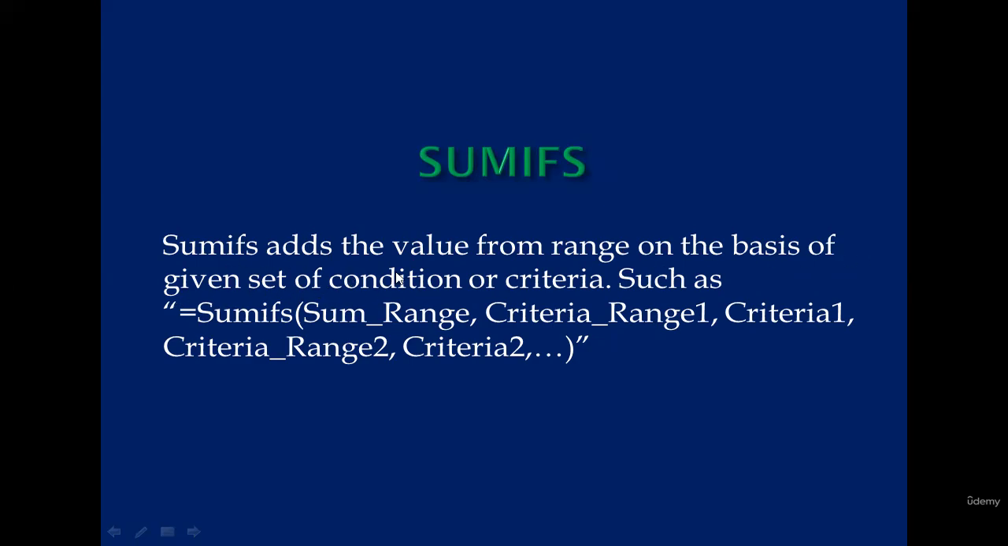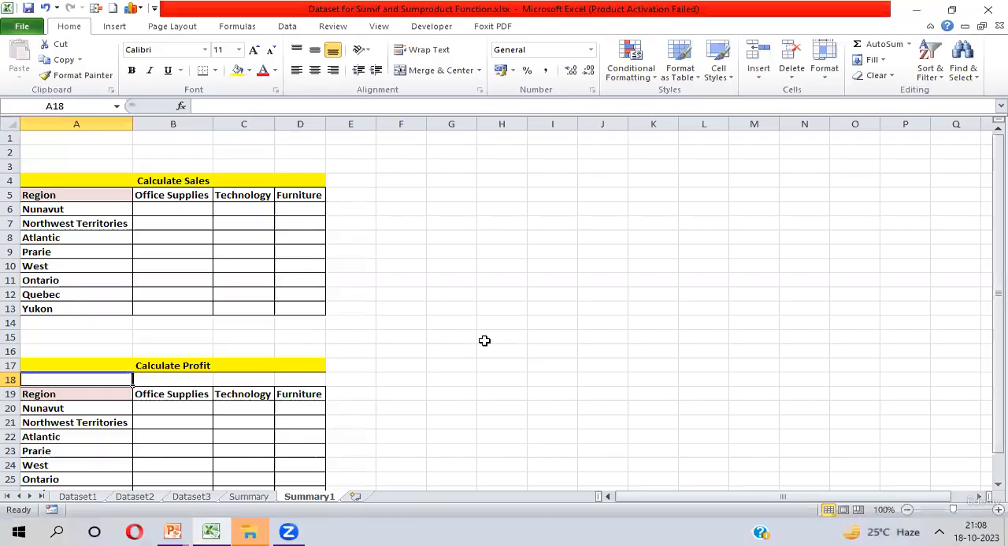A set of conditions means more than one condition or criteria. Here you can see how we can apply the SUMIFS function. In SUMIFS, the first parameter is the sum range. The second parameter is criteria range 1, and criteria 1 is the third parameter. The fourth parameter is criteria range 2, then criteria 2 is the fifth parameter. So this is the way to apply the SUMIFS function. Okay, so let's see how we can do it practically.